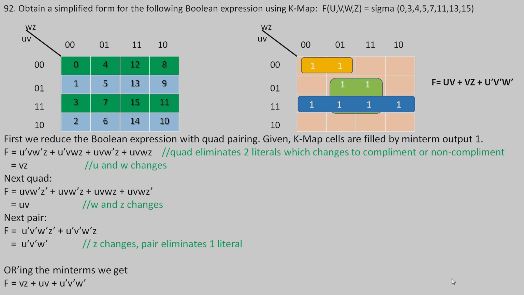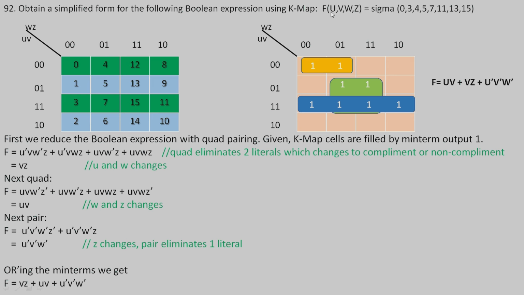Good morning everyone. So today we're continuing with the Boolean Algebra chapter, and in today's video I'm going to discuss the solved exercise. This is from the solved exercise, question number 92. The question is: obtain a simplified form for the following Boolean expression using K-map. Here this is the function which has four literals.